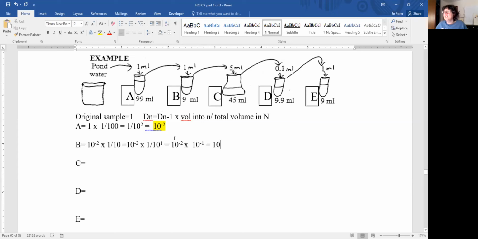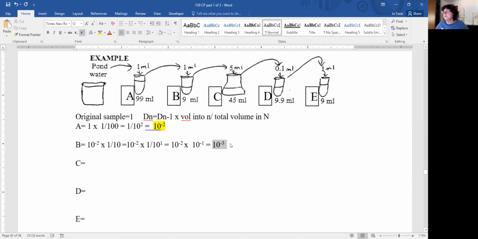We have exponents here and here. So we have 10 to the negative second, we have 10 to the negative first, and to multiply the two, 10 to the negative 2 and 10 to the negative 1, to multiply them together, what we have to do is we just add those exponents. So -1 plus -2 equals -3. That's how we got our dilution for container B.